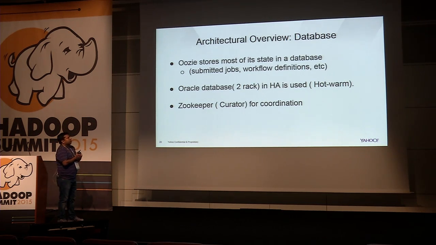In terms of the database, Oozie stores all state information, like submitted workflow definitions, in the Oracle database. Our Oracle database is HA. It has a 2-rack setup, which uses a hot and warm setting. We use Zookeeper for the coordinator, mainly for creating locks, distributed IDs, those kinds of things.